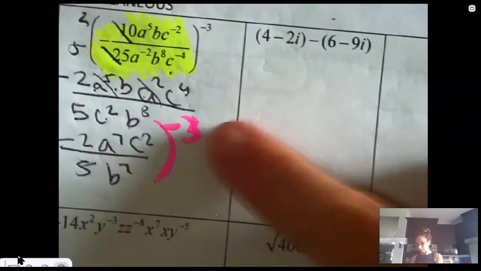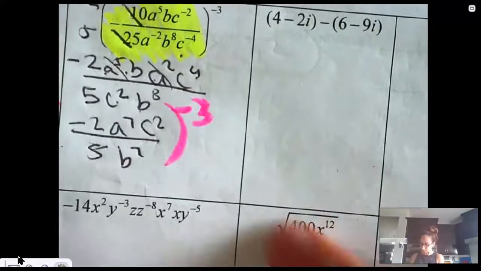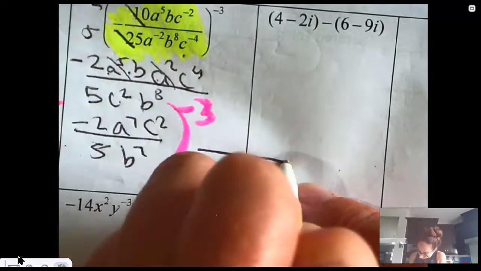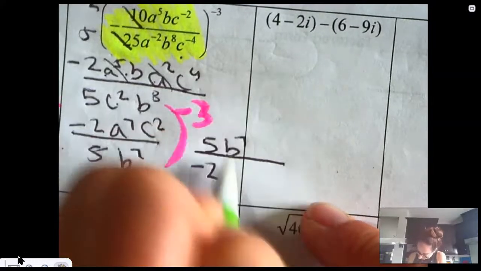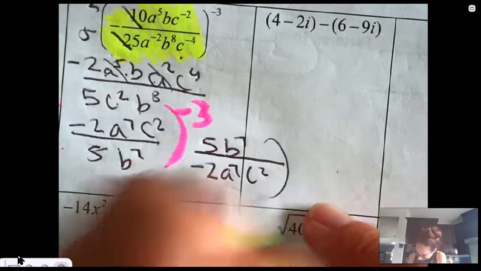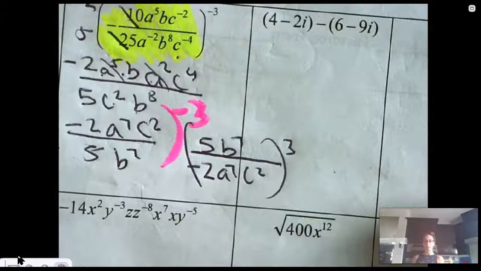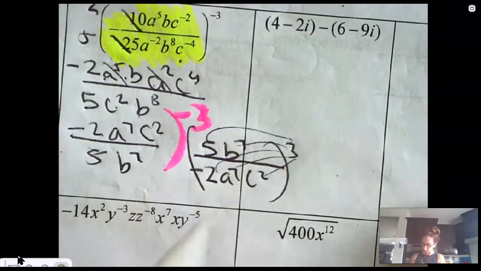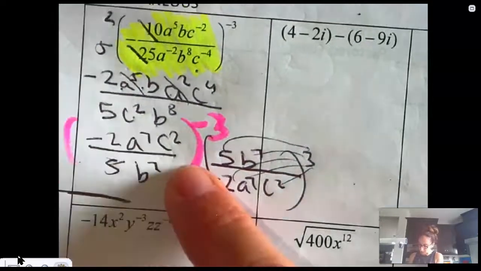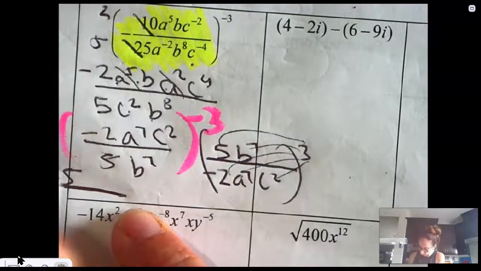But the problem is I don't like negatives. Gosh, I didn't leave you any space. So now what I'm going to have to do is flip it, and then make it positive. And then I distribute once, twice, 3, 4, 5. And I end up with 5 cubed, which is 125.